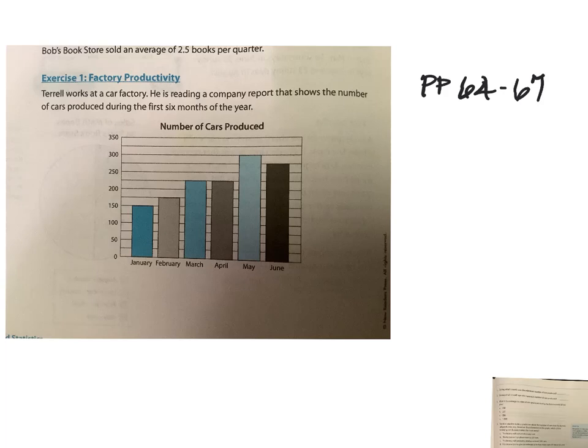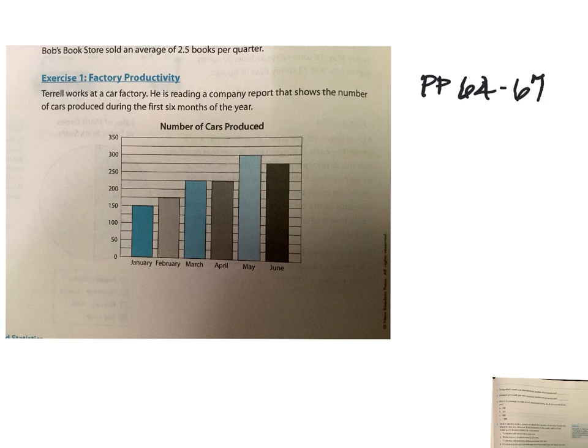So continuing with lesson number 9, data and statistics. I'm on page 64 there, and we've got exercise number 1. So we've got Terrell. He works at a car factory. He's reading a company report that shows the number of cars produced during the 6 months of the year.